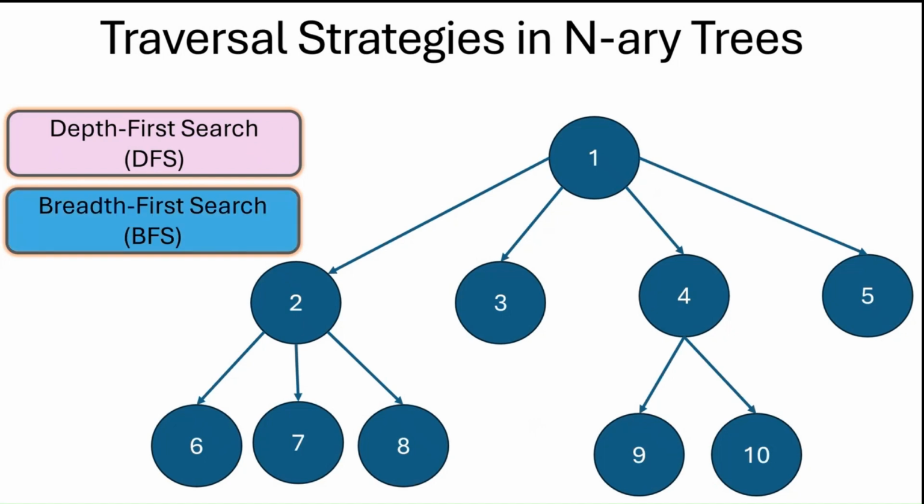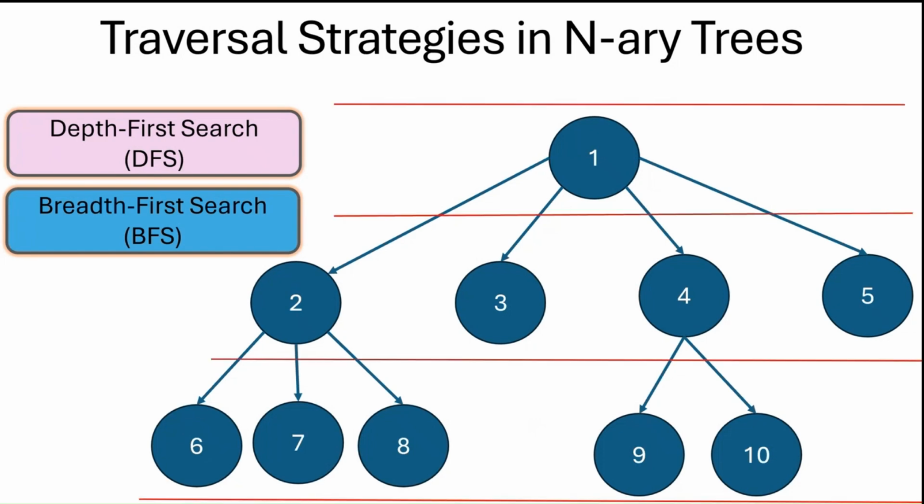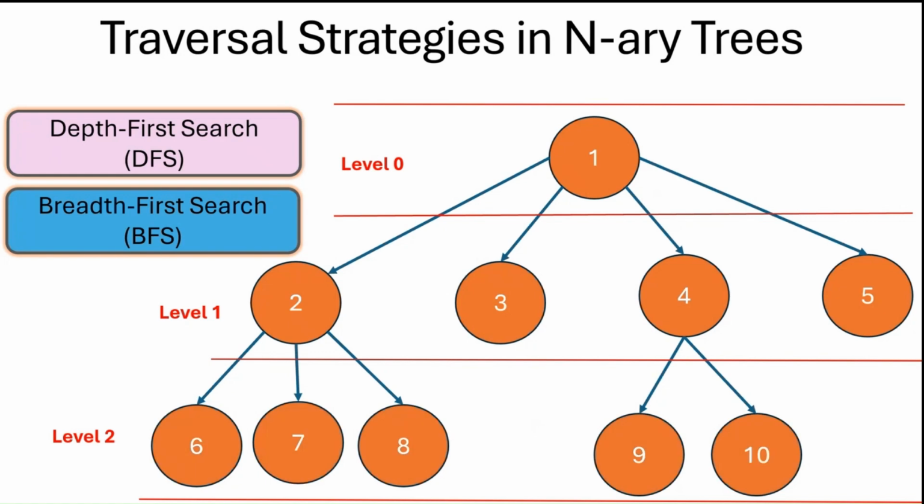In BFS, the tree is divided into levels. So level 0 starts from the root, and all the children nodes connected to the root node come into the next level, which is level 1. And all the children nodes connected to the level 1 nodes come into the next level, which is level 2. So the level 0 nodes are visited first, and then all the nodes in level 1 are visited, and then nodes in level 2 are visited, and so on. So this is the BFS traversal strategy for an N-ary tree.